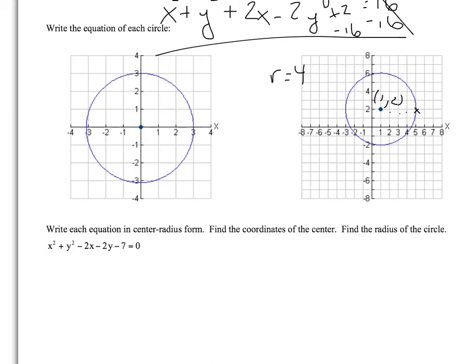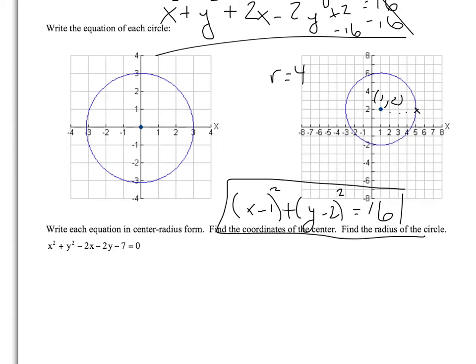It does say just write the equation of the circle. So I'm going to use center radius form. Change the sign, remember, of the center point. So x minus 1 squared plus y minus 2 squared equals my radius squared, which is 16. And that's it. I'll have you guys try the one on the left there.